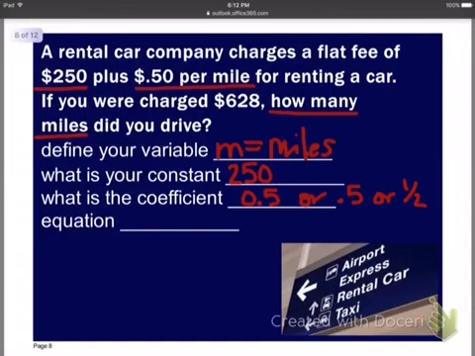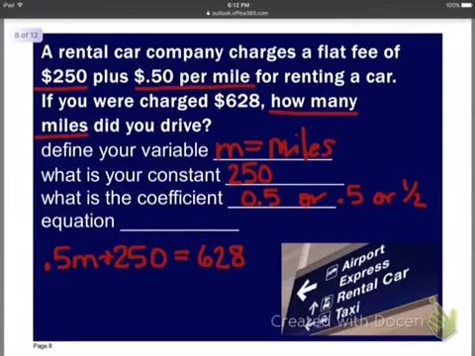So when I write my equation, my coefficient and my variable go together. So I'm going to have 0.5 m. My constant is 250. And those two things combine together to equal my total of 628. So again, my variable was m for miles. My constant was 250 because that's the flat fee.